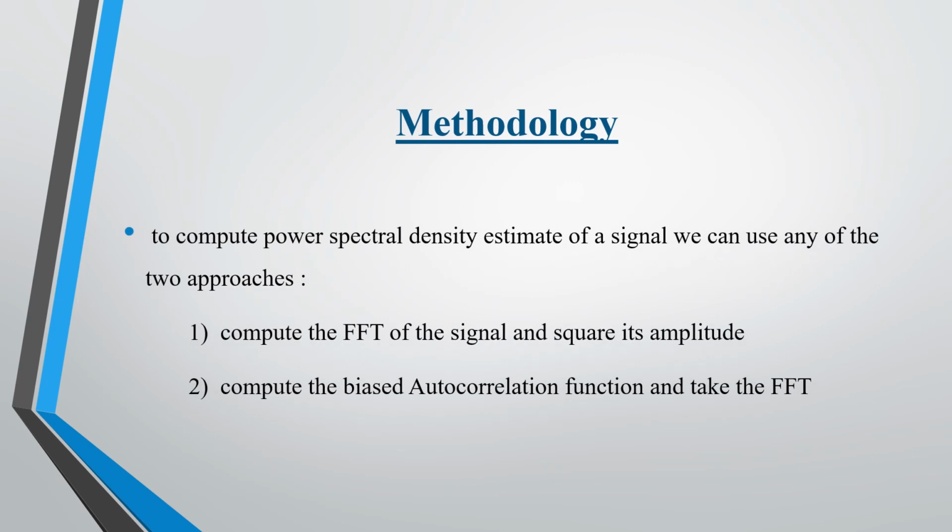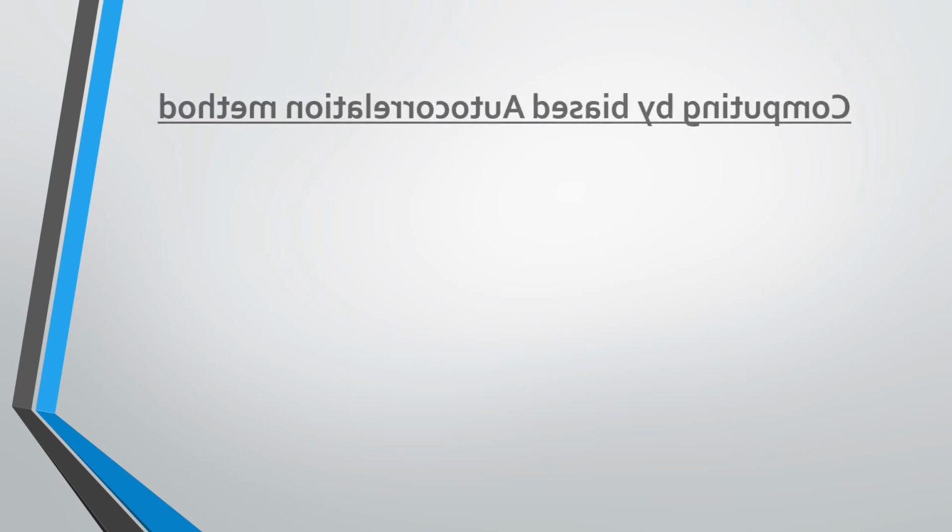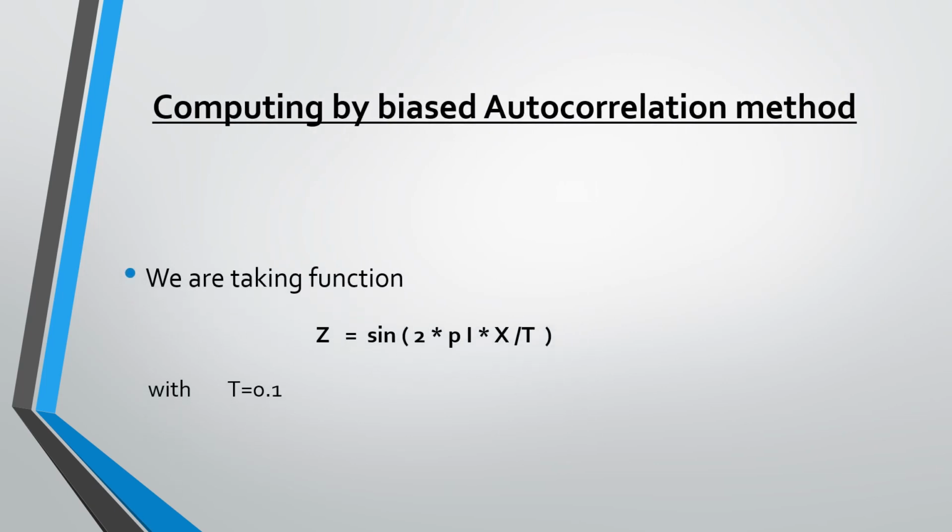Methodology. To compute a power spectral density estimate of a signal, we can use either of two approaches. Compute the FFT of the signal and square its amplitude, or the other way around, compute the biased autocorrelation function and take the FFT. Computing by the autocorrelation method. We take the function which is in front of you on the screen.